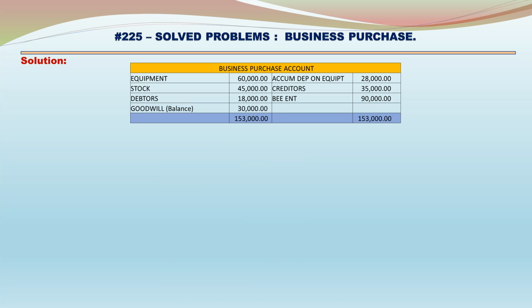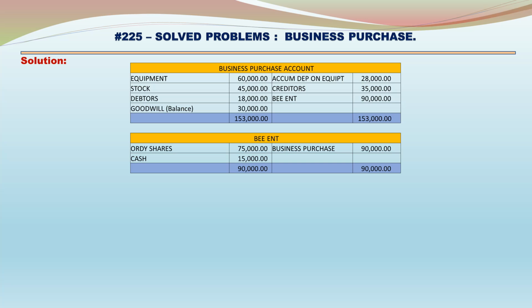Business purchase account. On the debit side, equipment 60,000, stock 45,000, debtors 18,000, goodwill, balancing figure, 30,000. On the credit side, accumulated depreciation of equipment 28,000, creditors 35,000, B Enterprises 90,000. Total debits 153,000, total credits 153,000.